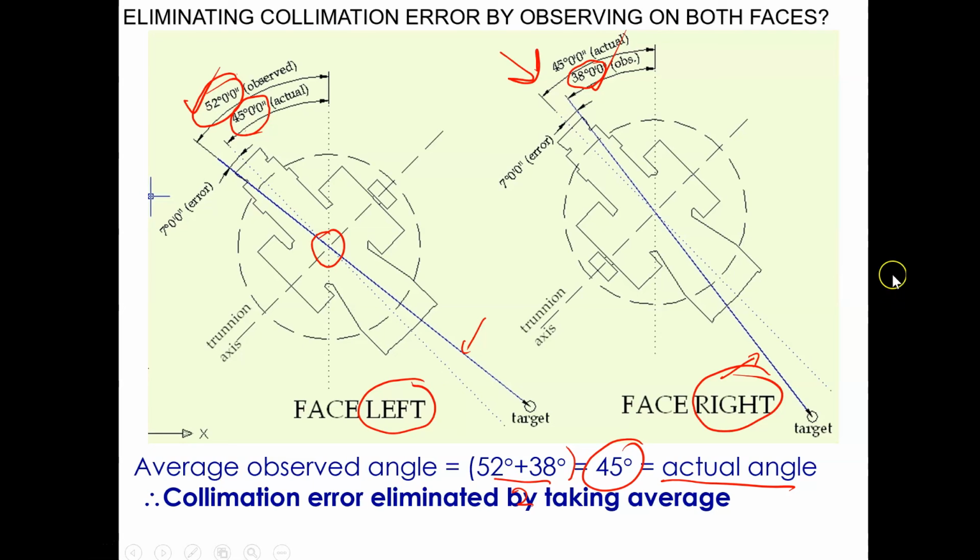So that's some explanation on face left and face right and its importance in eliminating the collimation error.